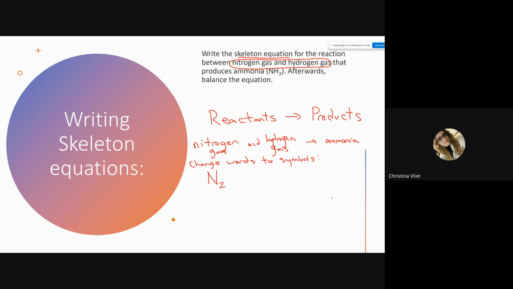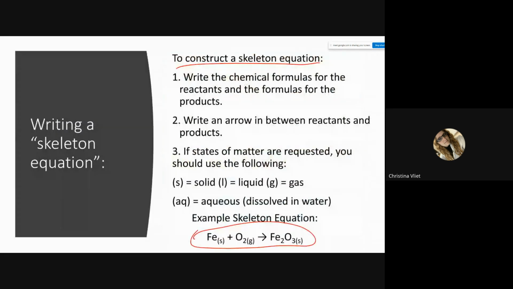What's the state of matter? Did I need to write the state of matter? So that is a good point. Here, if states of matter are requested, I don't know if you wrote that down in the steps. If states of matter are requested, meaning I have to tell you I want them. And that's how Cambridge is as well. In some questions, they will tell you they want you to write the states of matter. In some questions, they don't.